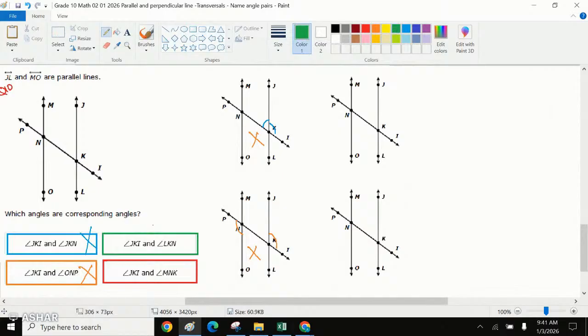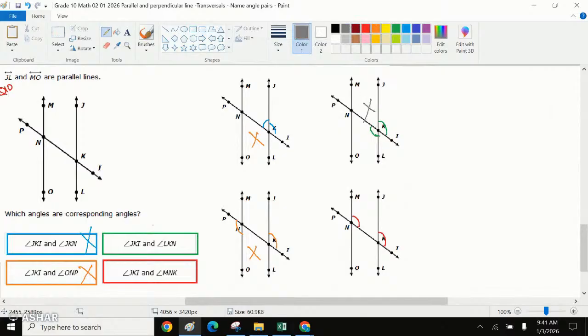Where would be JKI? JKI would be this angle. And L, K, and N is this. I'm not telling you whether it's correct or not, I'm just marking the angles. The next one is J, K, and I, and M, N, and K. We have to look in the last two options for the formation of the alphabet F, right? Can we see a formation of alphabet F over here?